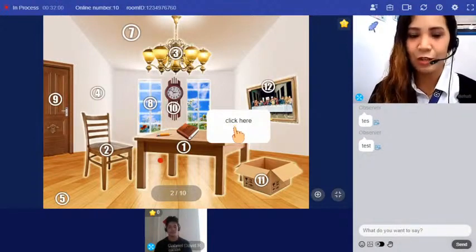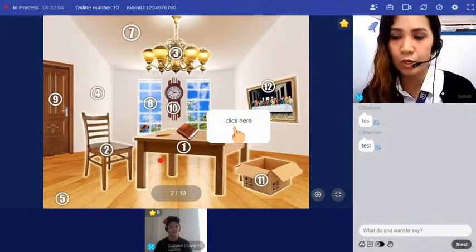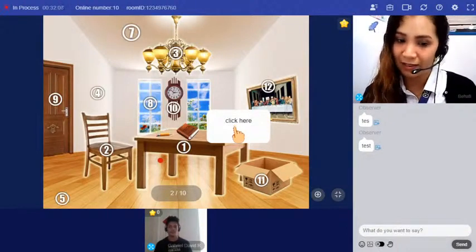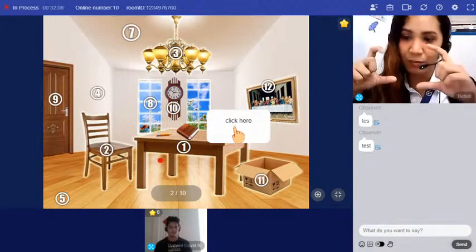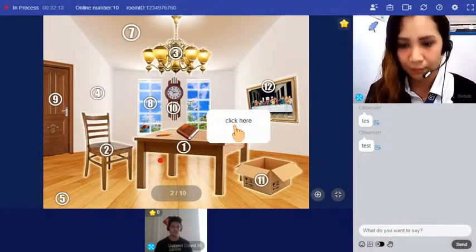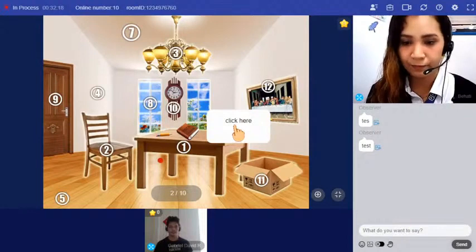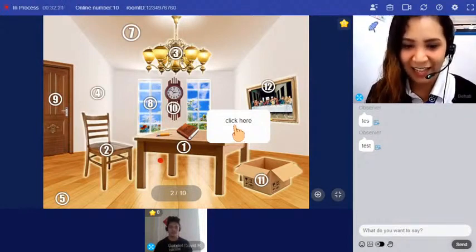Do you take a camera with you when you go on holiday? Yes, I take a camera with me when I go on holiday. What do you bring with you to school? I bring my bag with me to school.